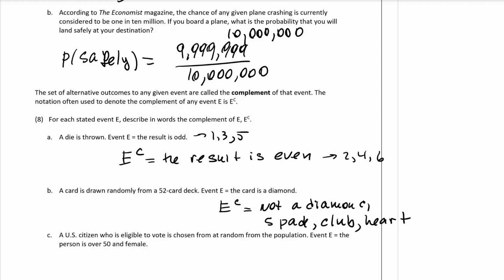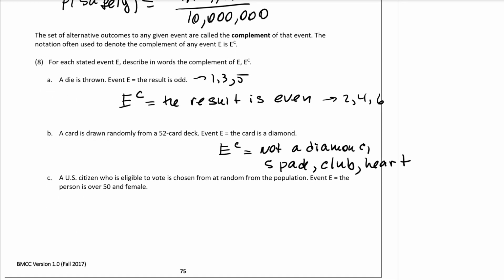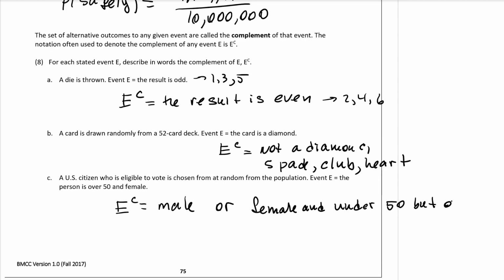C, a U.S. citizen who is eligible to vote is chosen at random. E is the person is over 50 and female. So what would be the complement of the population? I'll give you a moment. Well, that will be all males regardless of age, correct? Or, we've got to say or, the other group is going to be female and under 50 but over 18.